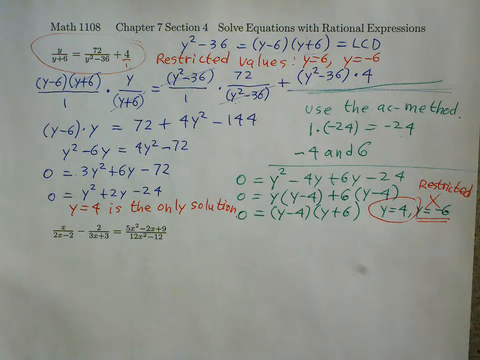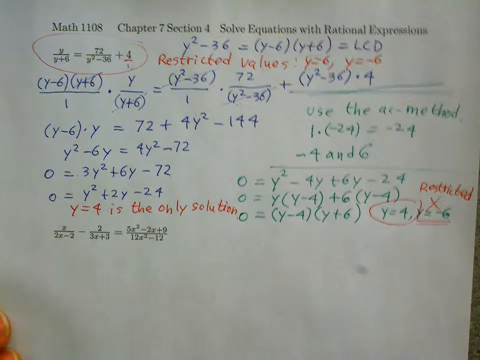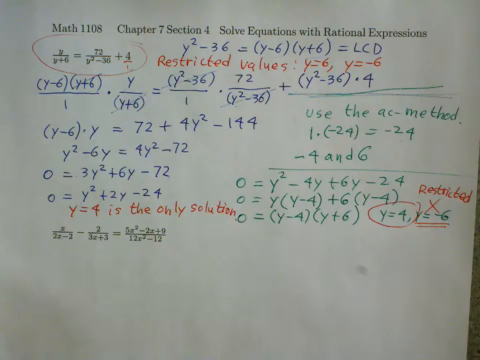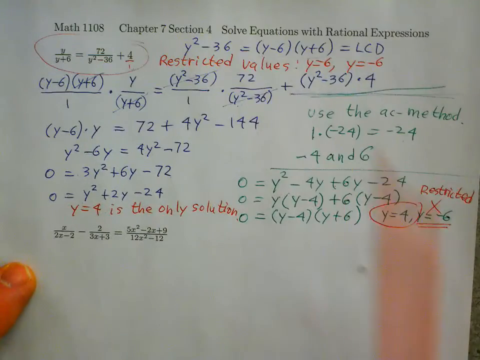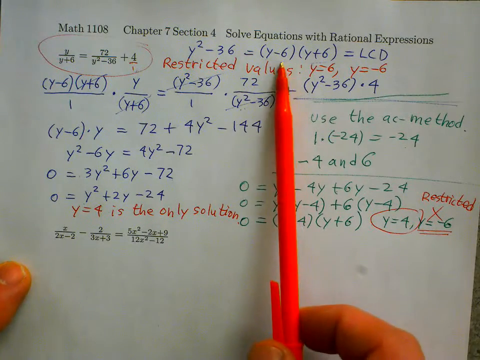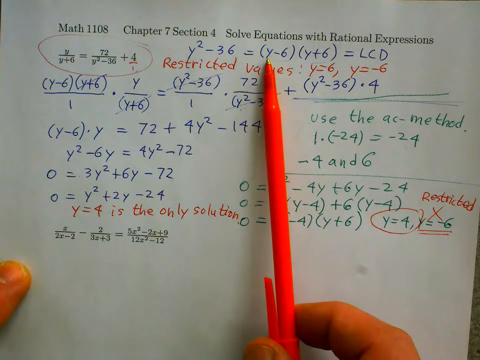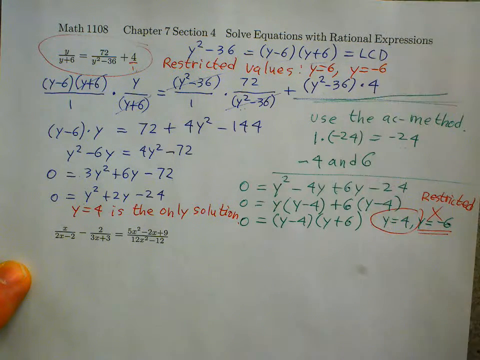All right, there's a question on the YouTube. Are the restricted values just the least common denominator? Well, I think I know what you mean, but not exactly. The restricted values are the values that make the least common denominator equal to 0.